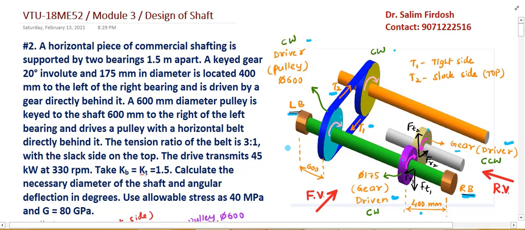The drive transmits 45 kilowatt at 330 rpm. Take KB equal to KT equal to 1.5. Calculate the necessary diameter of the shaft and the angular deflection in degrees. Use allowable stress as 40 MPa and G equal to 80 GPa.